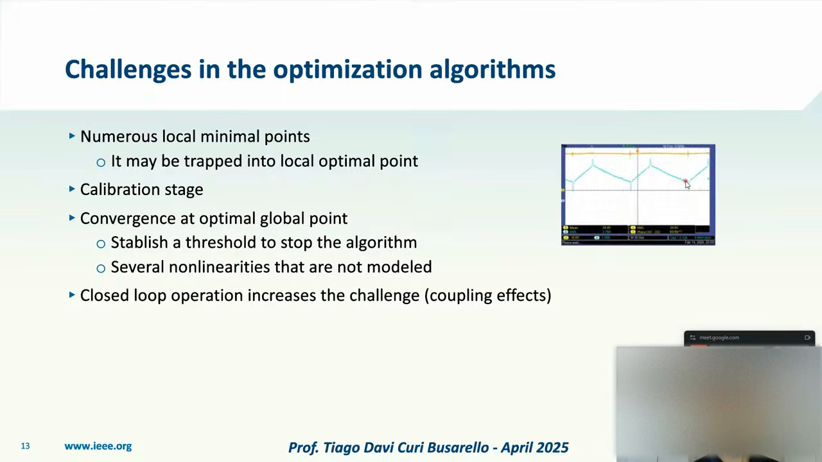Another difficulty in the optimization algorithm is the coupling effects, because power converters have a multi-physical nature. There are a lot of temperature-dependent values, like resistance. It may change with temperature. So this multi-physical nature is also a challenge when developing an algorithm for this setup.